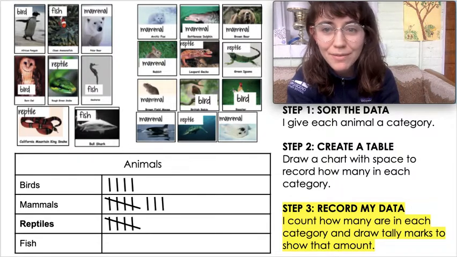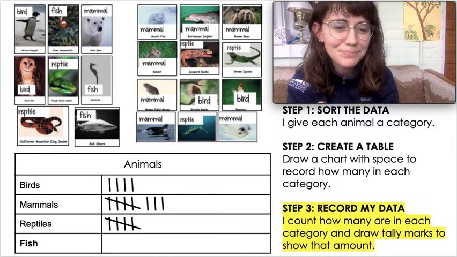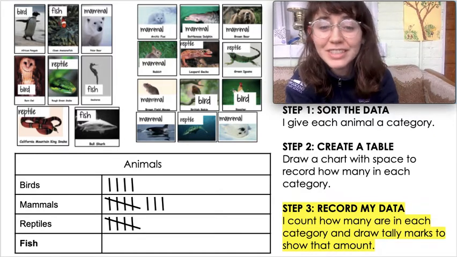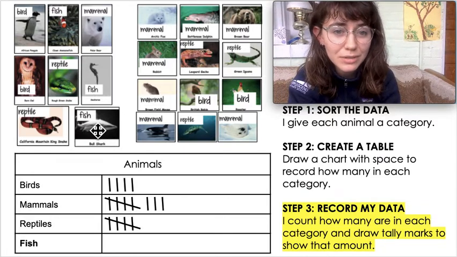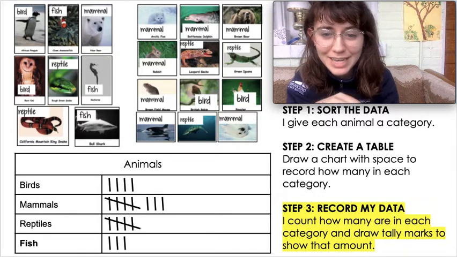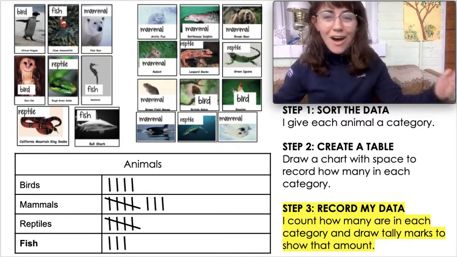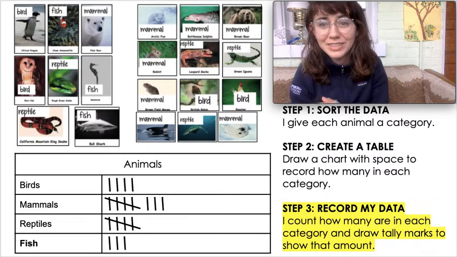So we've got 5 right there. You see that little diagonal one again. And then for fish, there's not very many fish. Just 1, 2, 3, and I don't see any fish over here. So I'm going to draw 3 tally marks for my fish. Now I'm all done making my table, and this table is ready for us to ask some questions.